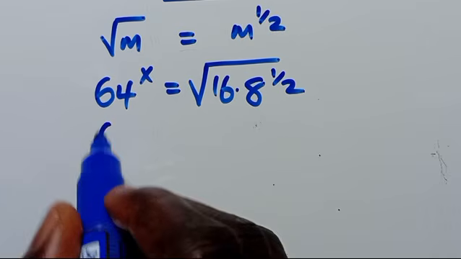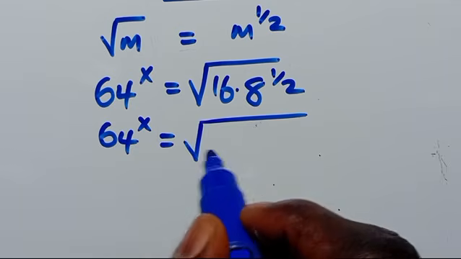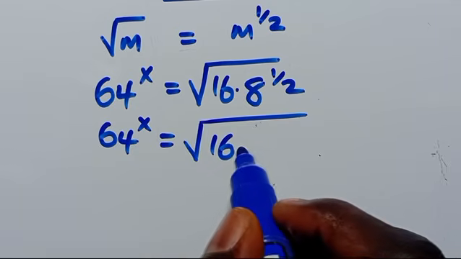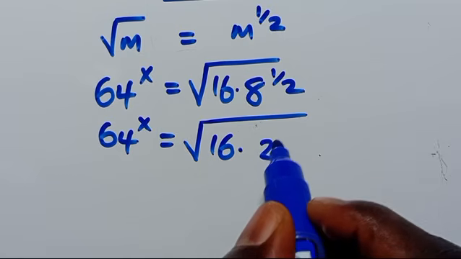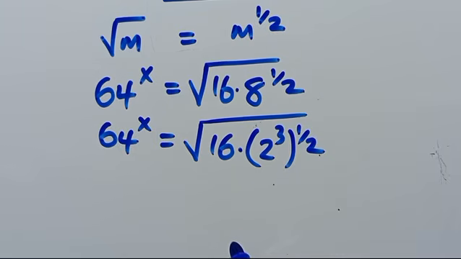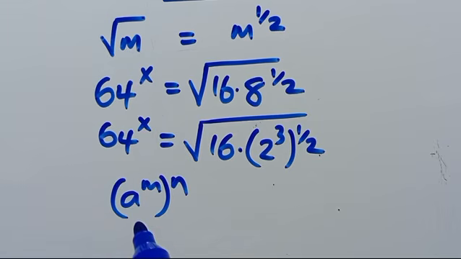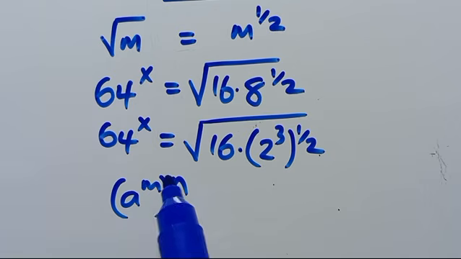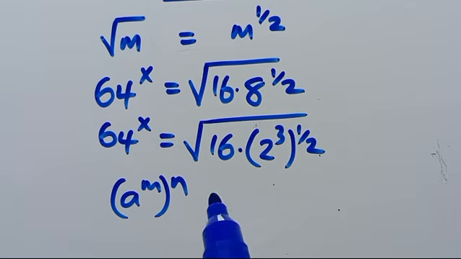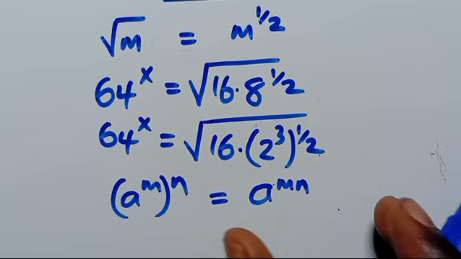So from here we have 64 to the power of x equals root 16 times, we can have 8 in base 2 as 2 to the power of 3 in parentheses to the power of 1 over 2. Then from the law of indices, when you have a to the power of m to the power of n, that is a base raised to a power in parentheses to another power, we can have it as a to the power of m times n, meaning that we can multiply the powers together.